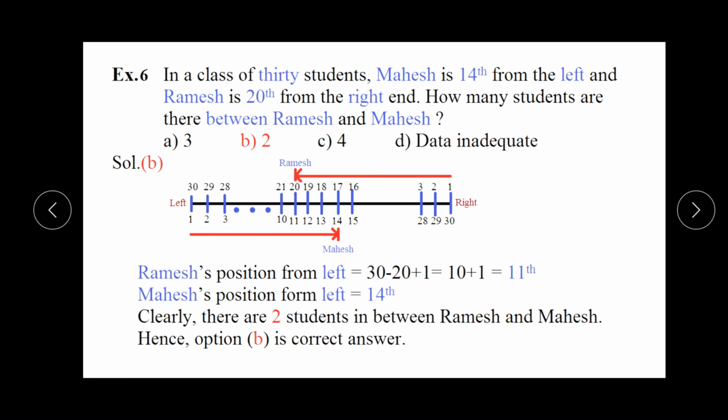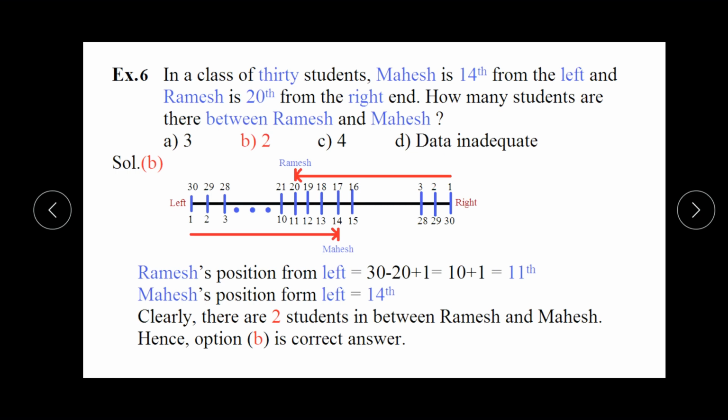It means if the position is given from the right side and we are finding out the position of Ramesh from the left side, that time what we will do? We will subtract the position of Ramesh from the total number of persons and we will add 1. Here it is also done like this: 30 minus 20. 30 total number of persons, 20 the position of Ramesh from the right side, and plus 1. It means 10 plus 1 is equal to 11th.